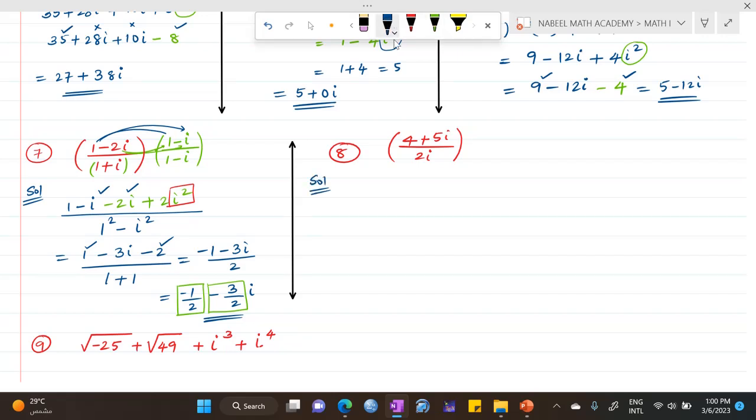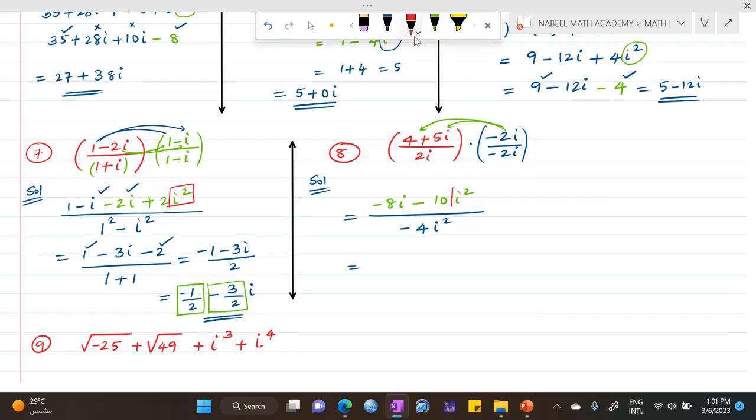Similarly, the next problem is the same division. I have to multiply by the conjugate. The conjugate is minus 2i over minus 2i. And then you have to multiply. You will get in the denominator minus 4i square. And in the numerator, I have to multiply with each and every term. So you will get minus 8i, minus into minus, plus 5 into 2, which is 10, i into i, which is i square.